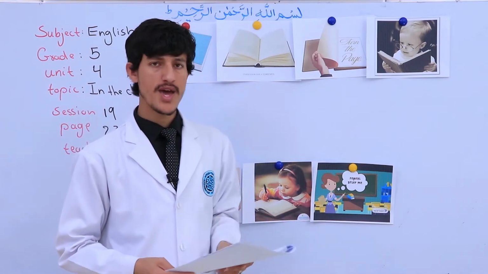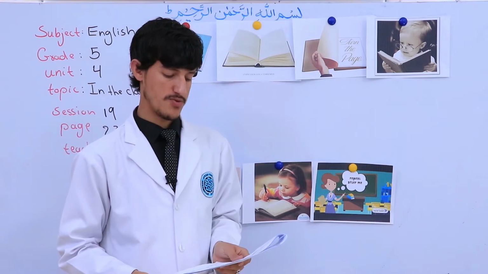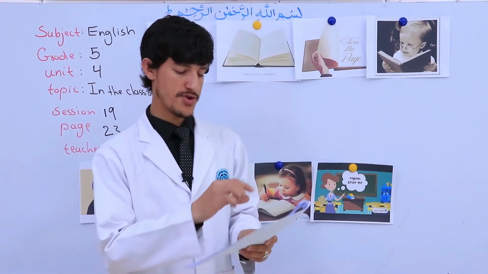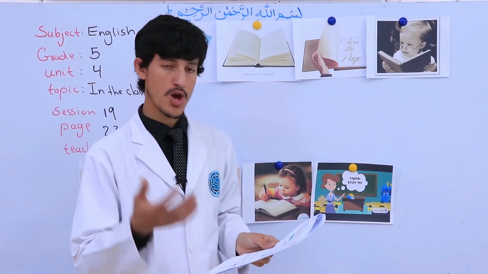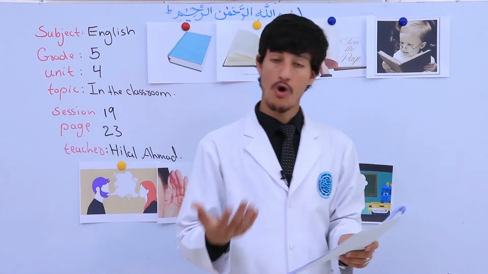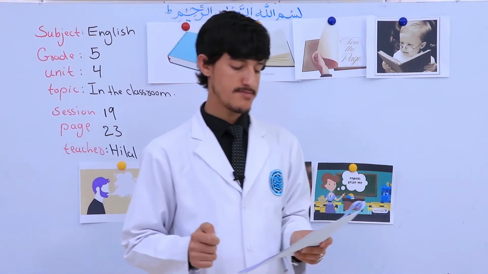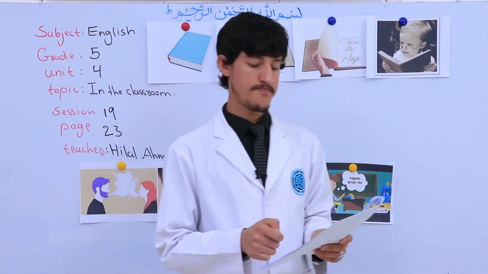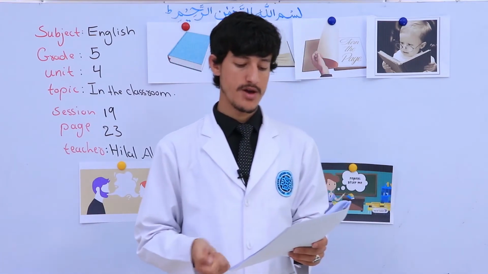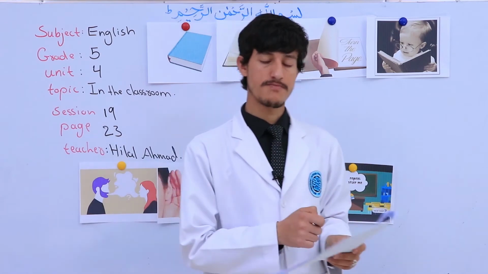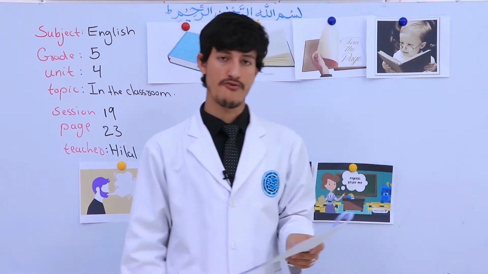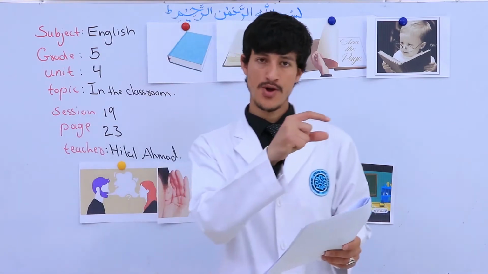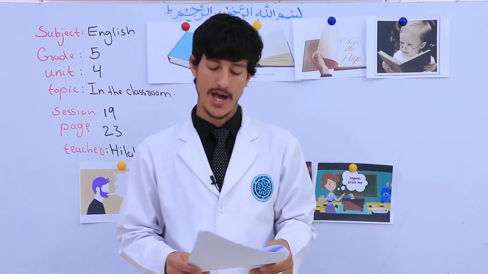Okay. What do we have here? We have some words under these nine pictures: hold, open, turn, read, talk, listen, repeat, write, and look at. We have these instructions.